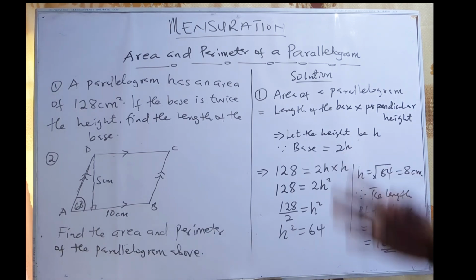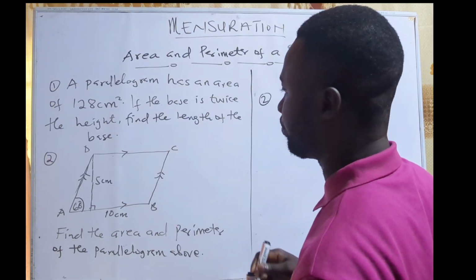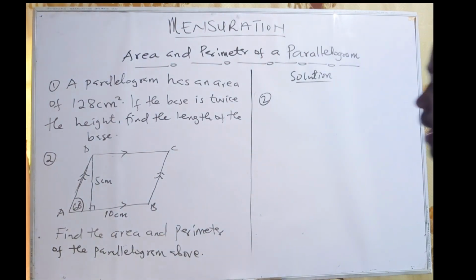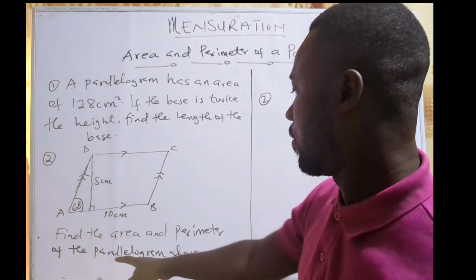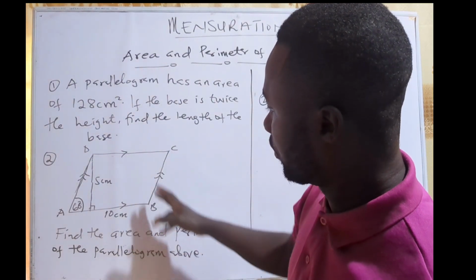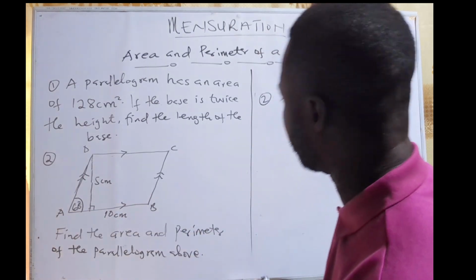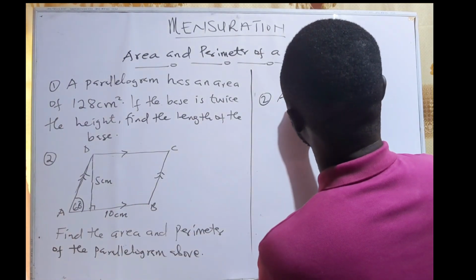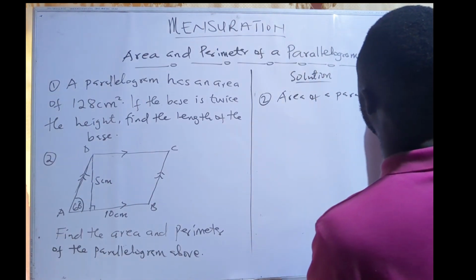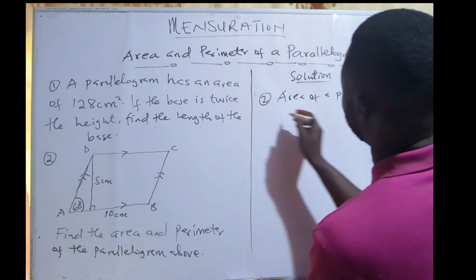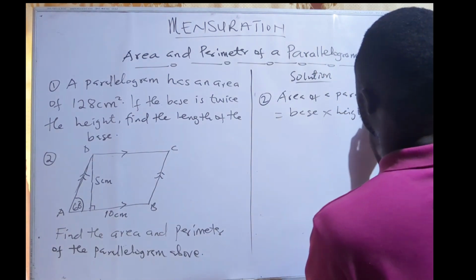Alright, let's go to our last question. Number 2. Okay, we are given the diagram here. Find the area and perimeter of the parallelogram. So when I look at the parallelogram, the area is what? The base times the height. The area of a parallelogram is the length of the base times the perpendicular height.